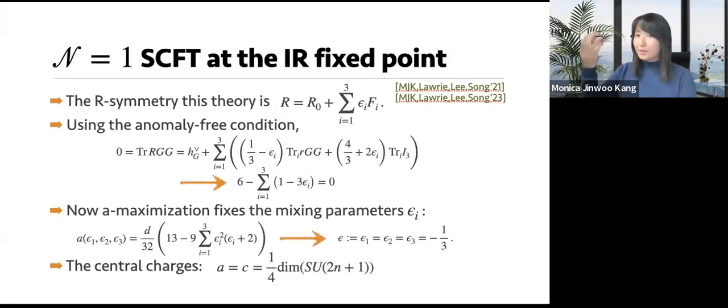Now, as I was saying, the R symmetry is then given as just this with that mixing parameter. So using the anomaly-free condition, you can just compute and see what that would entail. And this will give rise to this condition on the mixing parameter. And then the a-maximization will fix these mixing parameters. So this is the a function as an ansatz, and you can see that this will be maximized when all three of the epsilons are identically minus 1/3.